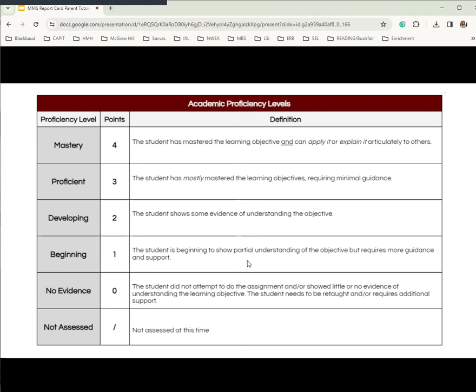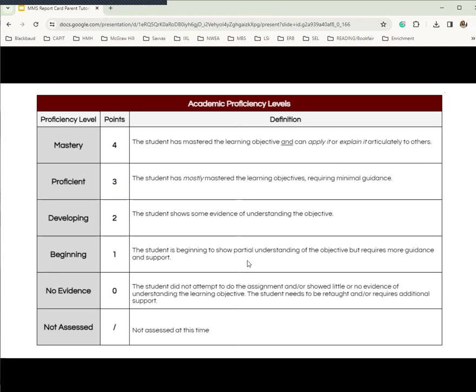It is important to note that a 3 is proficient. These numbers or points do not equate to letter grades. A 4 is not an A, a 3 is not a B. It doesn't work that way. We are really looking at the definition of these words. When it says proficient, this is where the student has mostly mastered the learning objectives and can do it with minimal guidance. This is what is expected of the student at their grade level. If the student is performing at grade level standards or expectations, then they are a 3.